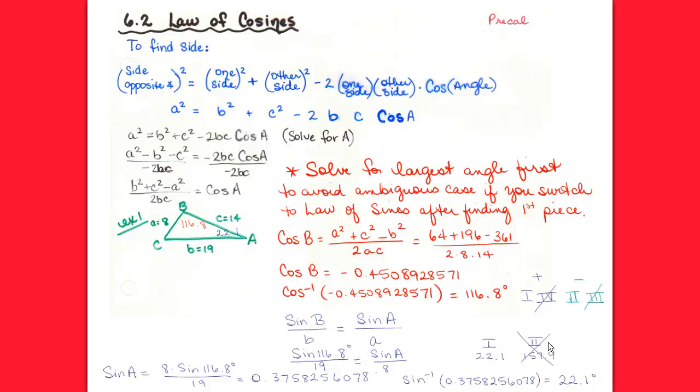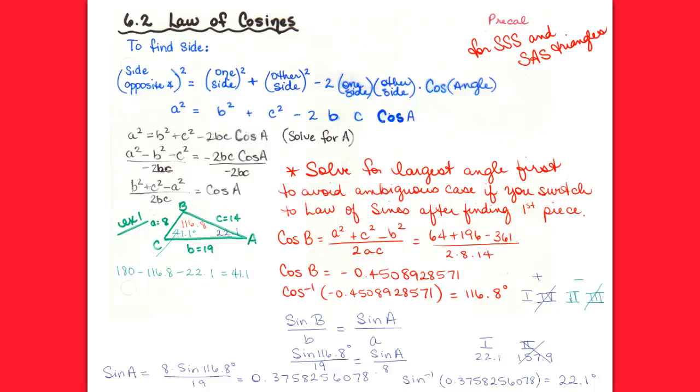Okay, so once I know angle A and B, how do I find angle C? Yeah, add them together, subtract from 180. And so that'll give me 41.1 for angle C. So that's how I solve a side-side-side triangle.